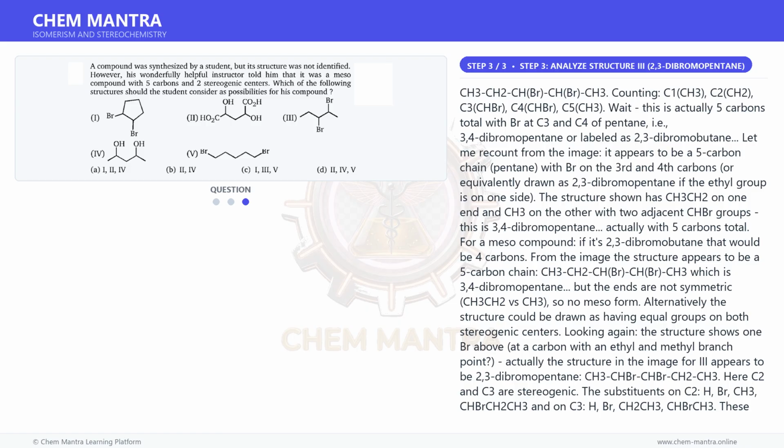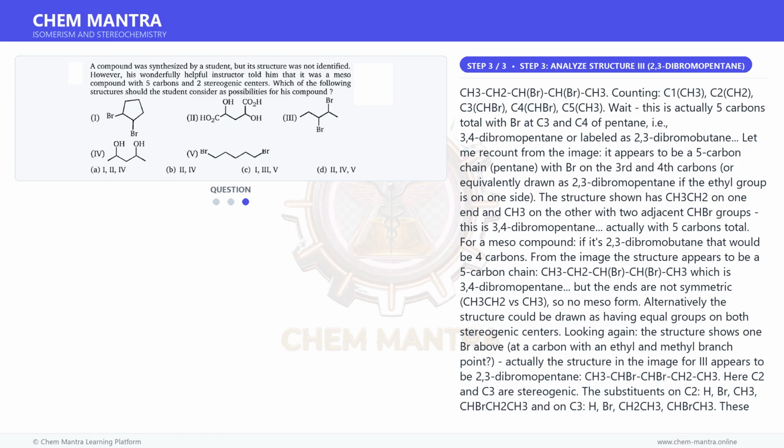This is 3,4-dibromopentane. Actually, with 5 carbons total. For a meso compound, if it's 2,3-dibromobutane, that would be 4 carbons. From the image, the structure appears to be a 5-carbon chain, CH3CH2CH, Br, CH, Br, CH3, which is 3,4-dibromopentane. But the ends are not symmetric, CH3CH2 versus CH3, so no meso form. Alternatively, the structure could be drawn as having equal groups on both stereogenic centers.